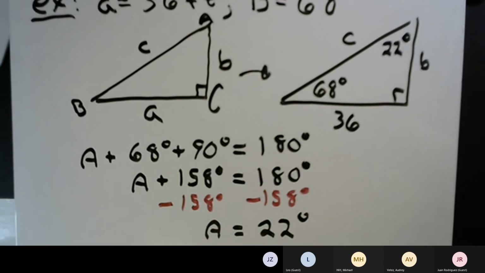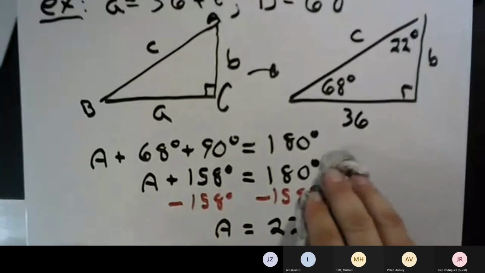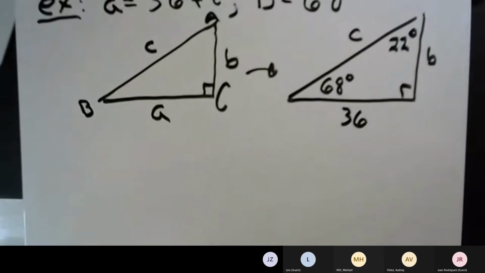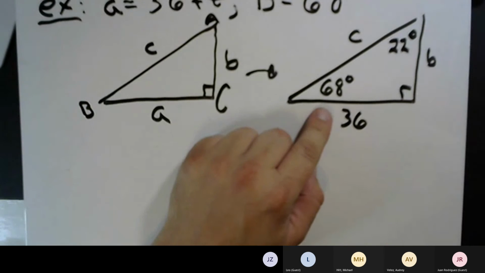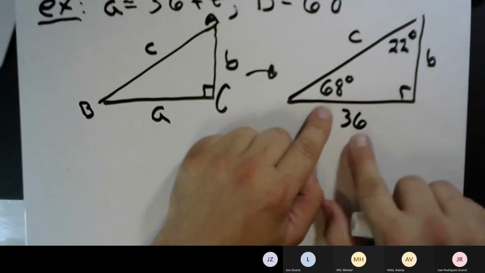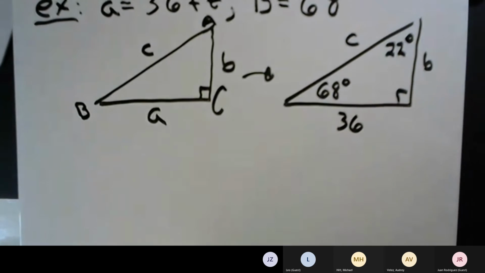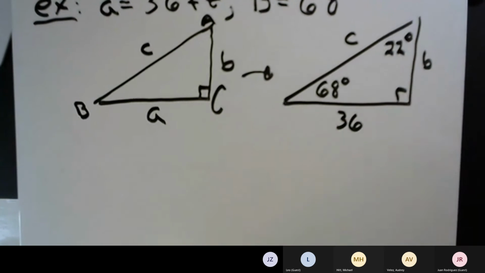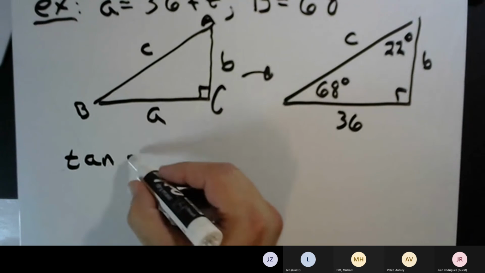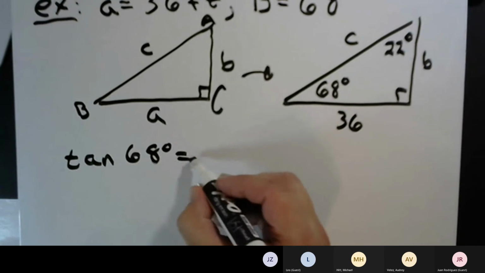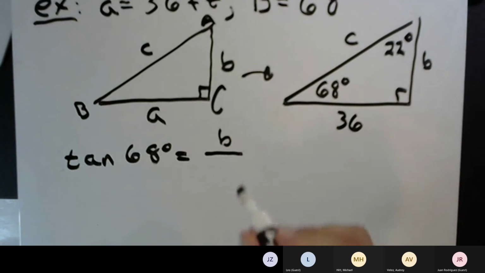Now I need to find the other sides, b and c. We don't have to just use sine. We can use other trig functions. So let's take a look here. Let's say we base our calculation using the 68. Well, b is opposite, and we have an adjacent of 36. When you have an opposite and adjacent, you can use a tangent. So we can say the tangent of 68 degrees is the opposite side b divided by the adjacent side 36.